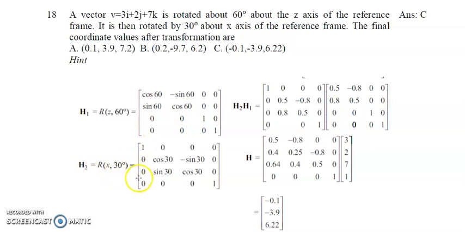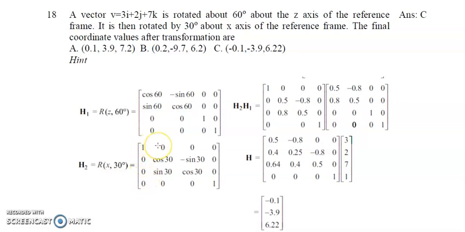So this matrix is going to be different: 1, 0, 0, 0; 0, cos theta, minus sin theta, 0; 0, sin theta, cos theta, 0; 0, 0, 0, 1. Instead of theta we are substituting the value of 30 degrees, right? So what if it is given as the y axis? The same thing we have to do.